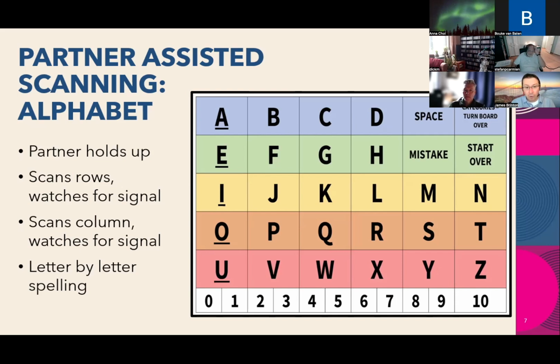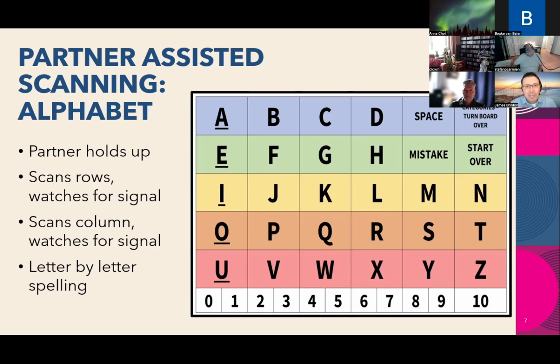So we scan row by column and we watch for the person to give their signal when we get to the right letter. This is a way for the person to do letter by letter spelling. Often as the communication partner, we might need to have a notepad to jot down words because this takes a lot of working memory and patience.